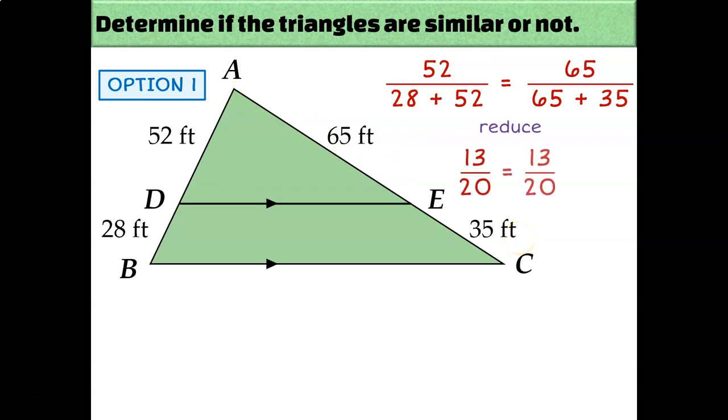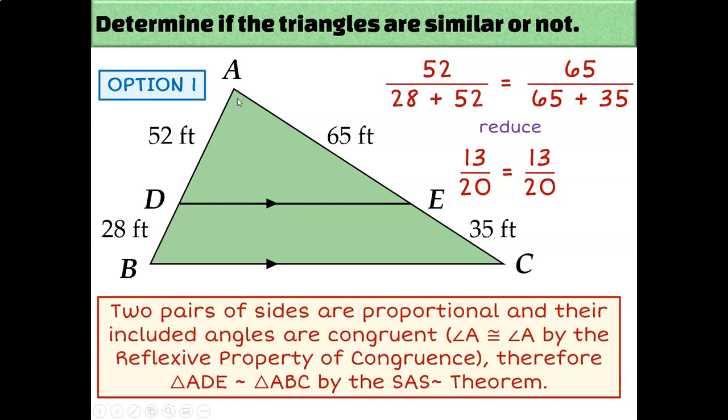So when I reduce, they actually both reduce to the same thing, 13 over 20. So since I have two pairs of corresponding sides that are proportional, and I have an included angle that is congruent, remember the reflexive property? Angle A is the included angle for both of these triangles, and angle A has to be congruent to angle A by the reflexive property. So I could say that triangle ADE is similar to triangle ABC by side-angle-side similarity.